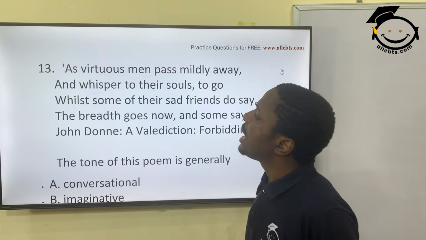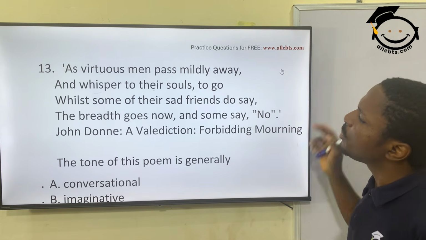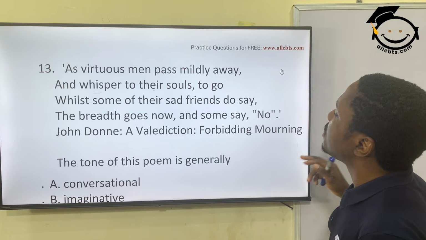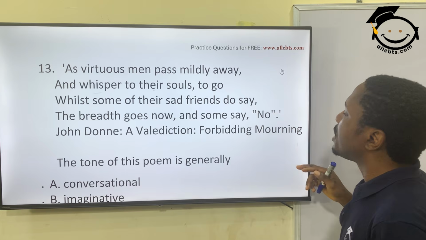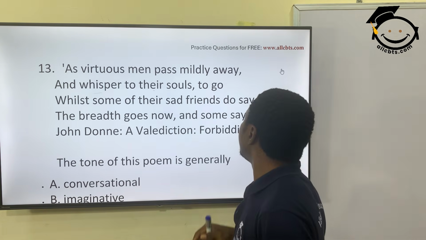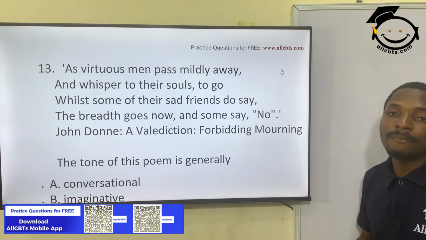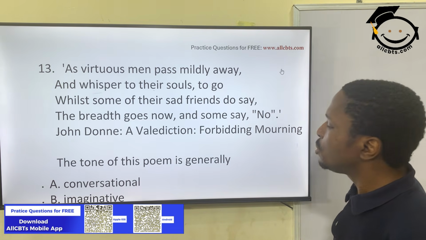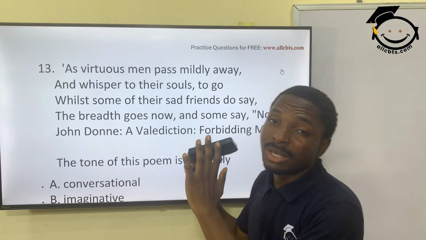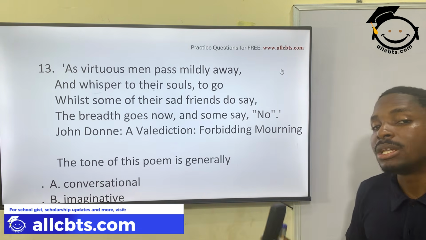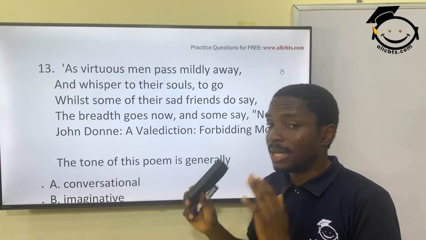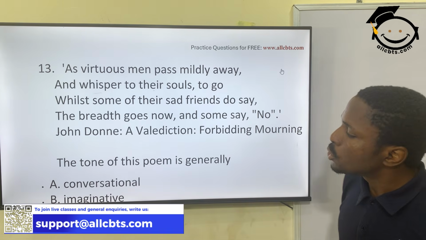13. As virtuous men pass mildly away, and whisper to their souls to go, whilst some of their sad friends do say, the breath goes now, and some say no. John Donne, A Valediction: Forbidding Mourning. Now, the tone of this poem is what? This is a poem by John Donne, talking about good people passing away. So what's the tone of this poem?